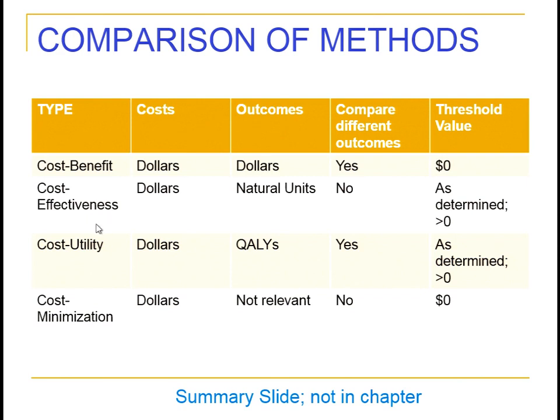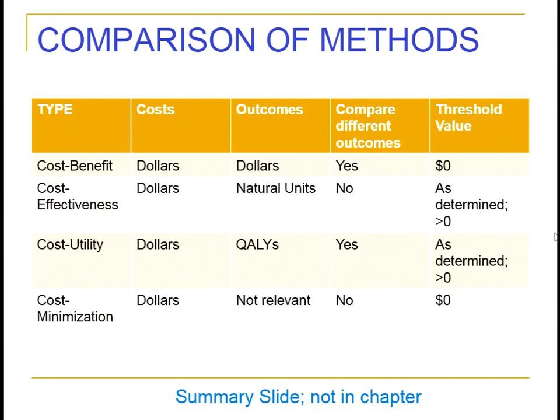Cost utility, which is a subgroup of cost effectiveness, uses dollars, but they have converted the natural units into quality adjusted life years so that you can compare different outcomes because they have been converted into these qualities. The threshold value is as determined, and it's always greater than 0, very similar to the cost effectiveness.